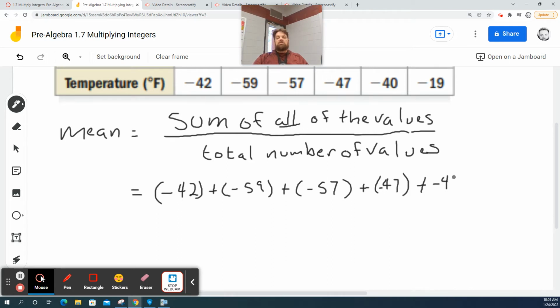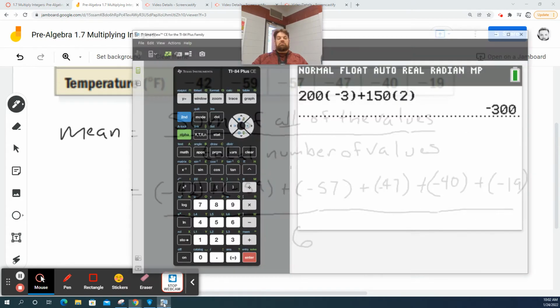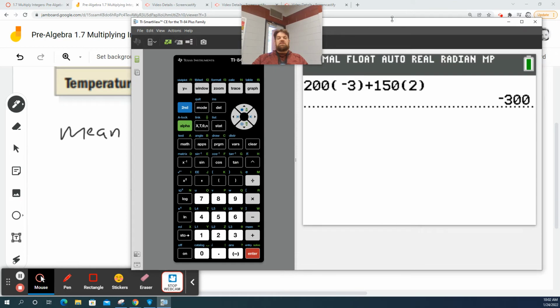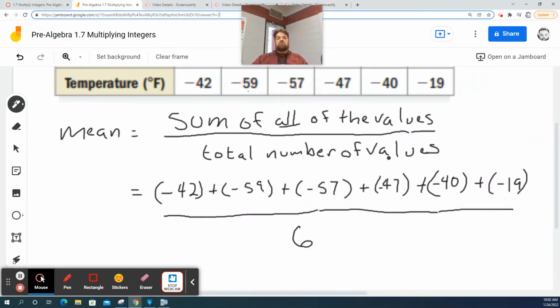So what I'm going to do is take all these values just the way they are and just add them up. And then I'm going to divide them, and we will do this in the calculator in a second, by the total number of values. So I've got 1, 2, 3, 4, 5, 6 values. So I'm going to divide that by 6. So what I'm going to do is plug this in the calculator. Let me make my screen a little smaller so I can see the values too.